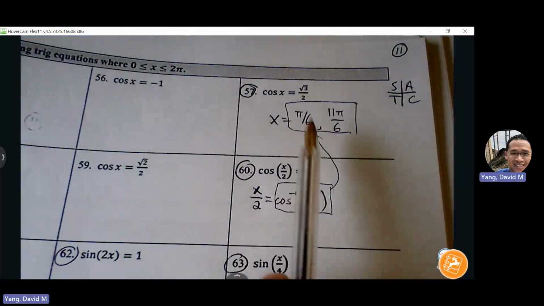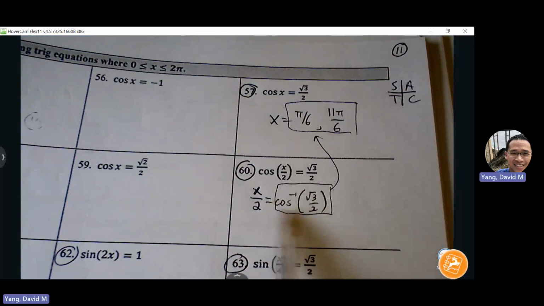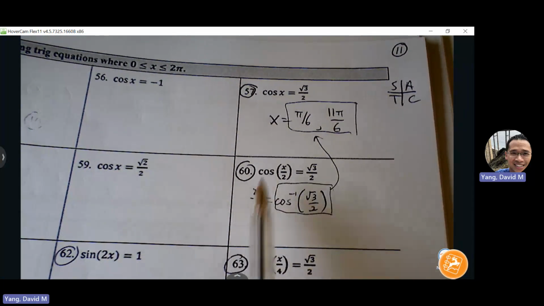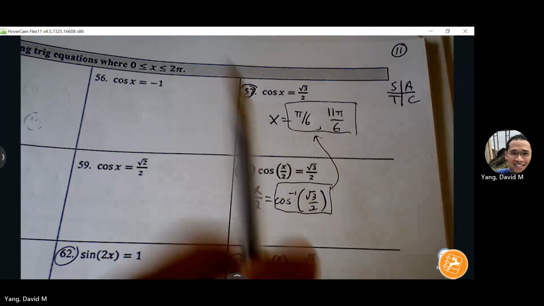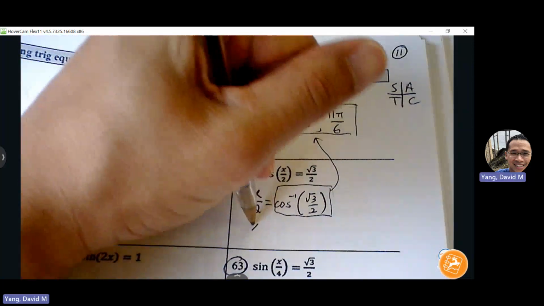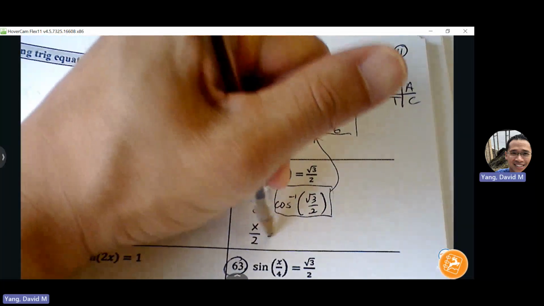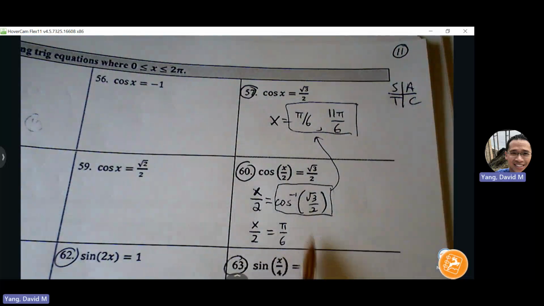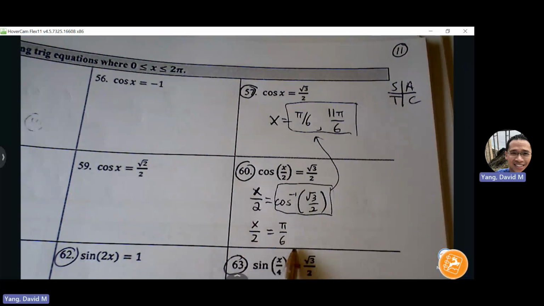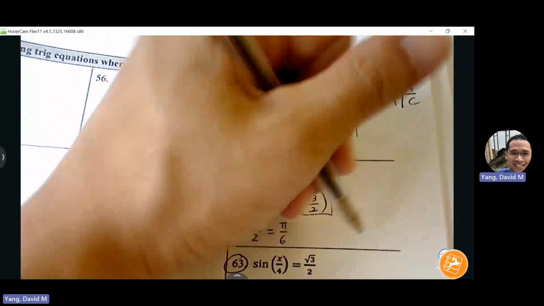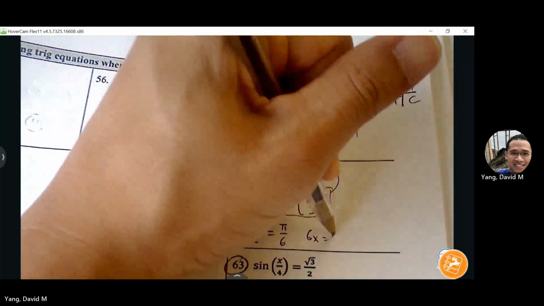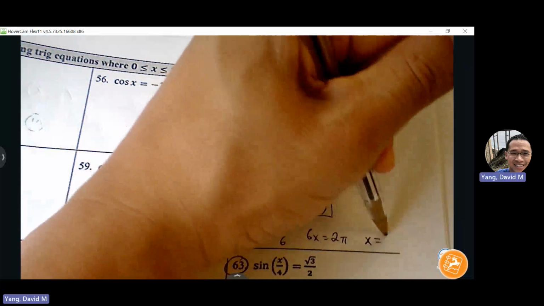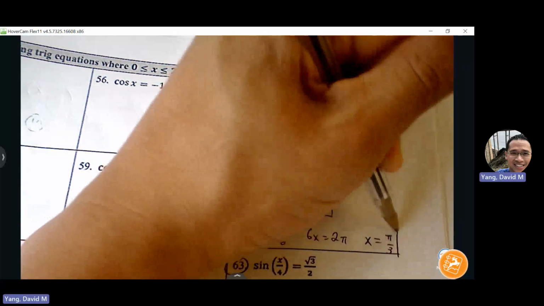So now that I know what this is equal to, I can replace this with pi over 6, and then I can just get it into an algebraic equation for me to solve for x. So I know that for one of them, x over 2 is equal to pi over 6. If I cross multiply, I can solve for x. 6x equals 2 pi. Divide both sides by 6. 2 pi over 6 is pi over 3. So that's one solution.